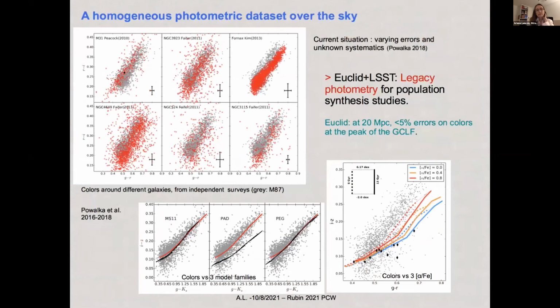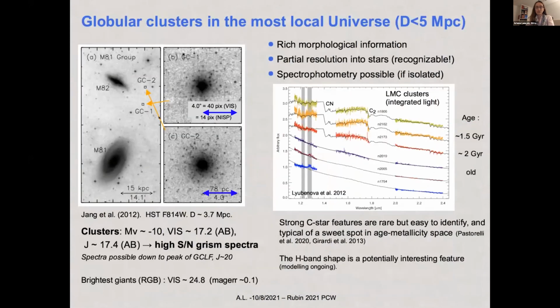Okay, I'm going to skip this one with the justification for the importance of this legacy photometry for population synthesis studies of the future, and go to 2 little cases of interest. One is in the nearby universe. If you go to the distance of M82, for example, less than 5 megaparsecs, this is what clusters look like. An object like that would be spread over almost 100 pixels in the Euclid VIS image. So you can have a lot of morphological information.